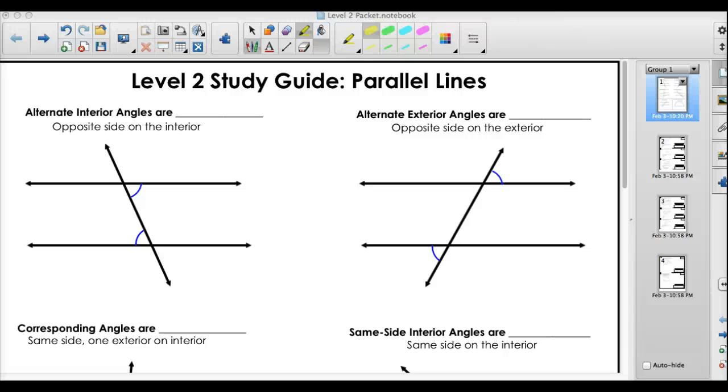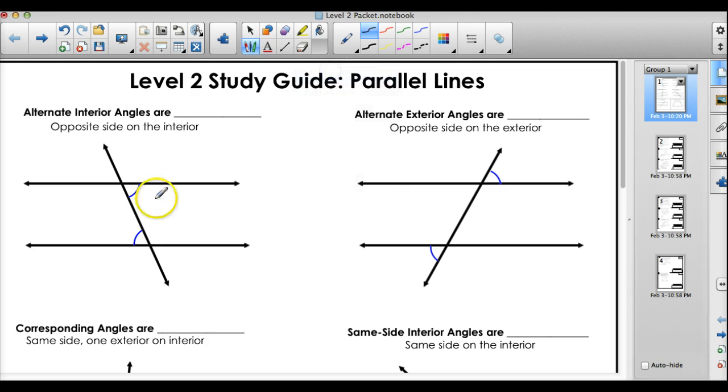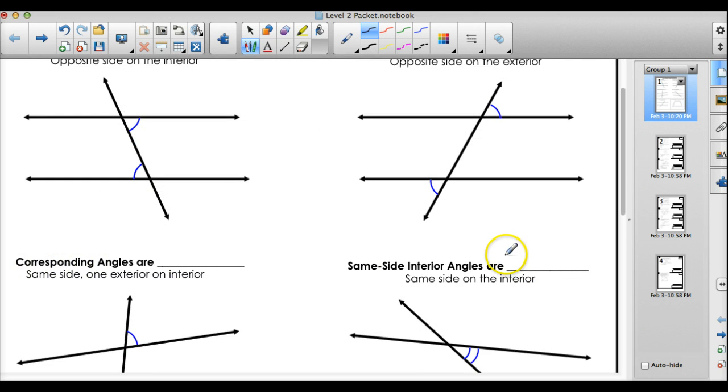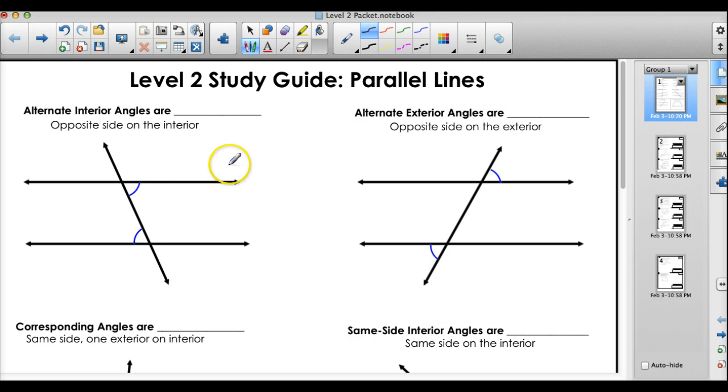It's your level 2 Regents study guide. This is all that stuff you forgot from parallel lines. We're going to do a quick review of all the most important points from that level. So to start us off, we have alternate interior, alternate exterior, corresponding angles, and same side angles. Let's review what they look like and what the relationship is in parallel lines.